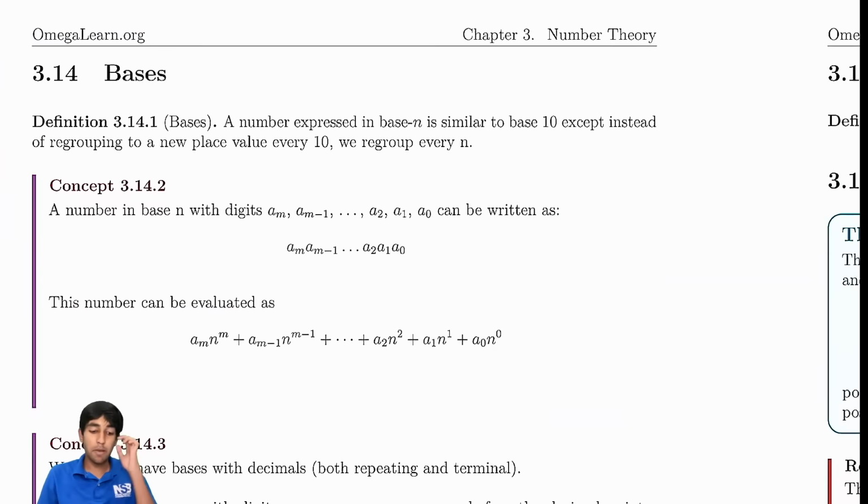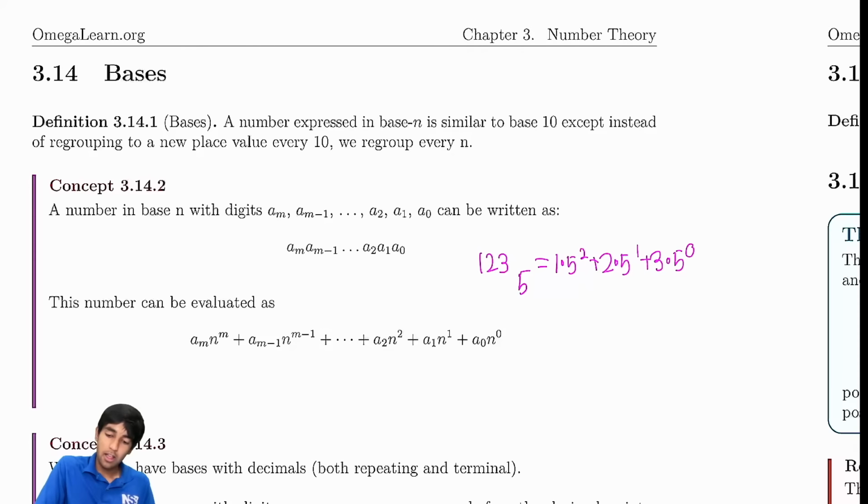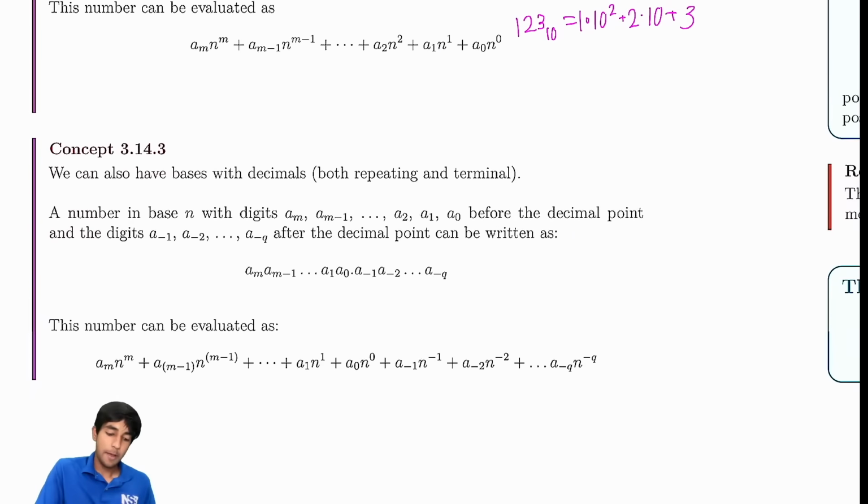Okay, now on to bases. Bases is just a different way of writing a number. Let's say we have base 5, for example. If we have 123 base 5, it's just a different way of regrouping. So this is 1 times 5 squared plus 2 times 5 to the 1 plus 3 times 5 to the 0. If this was in base 10, our normal number, it would be 1 times 10 squared plus 2 times 10 plus 3. Now base 5 is just, we regroup every 5 instead of every 10.